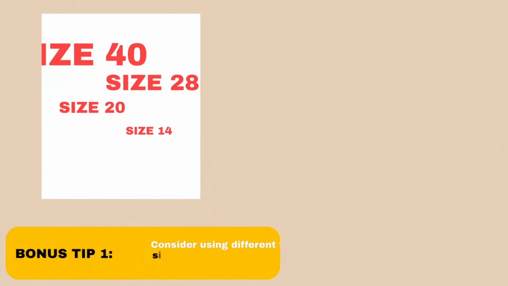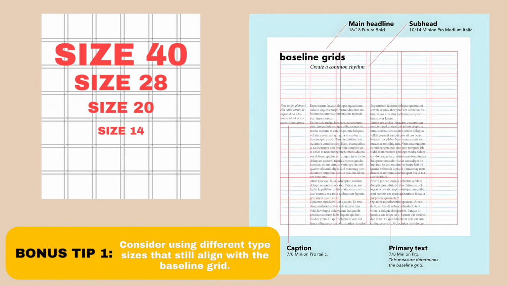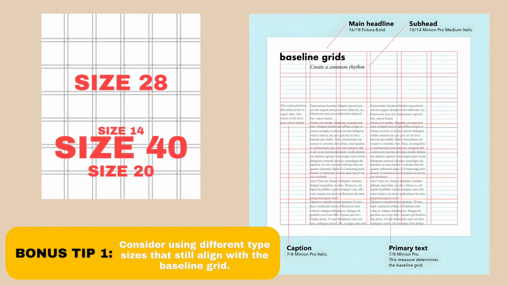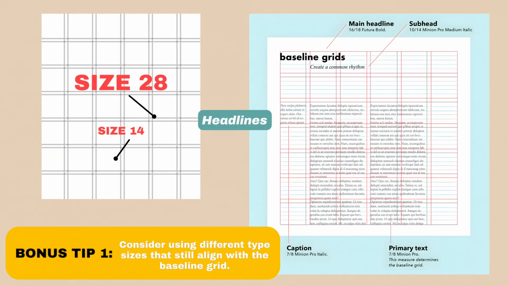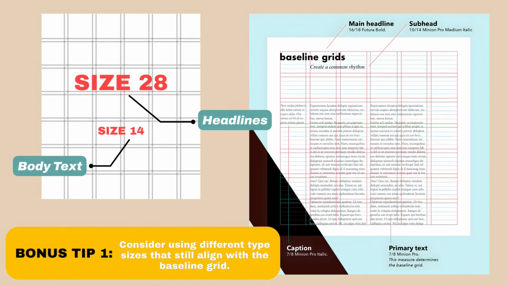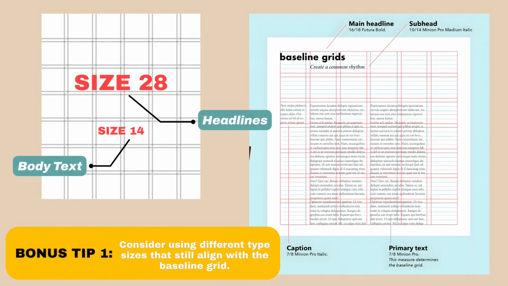Now your bonus tip here is to create a subtle hierarchy. Consider using different type sizes that still align with the baseline grid. For instance, use a multiple of your base leading. So like 28 points for headlines if your body text is 14 points. This creates a harmonious relationship between the text elements without losing that crisp alignment that we're looking for.